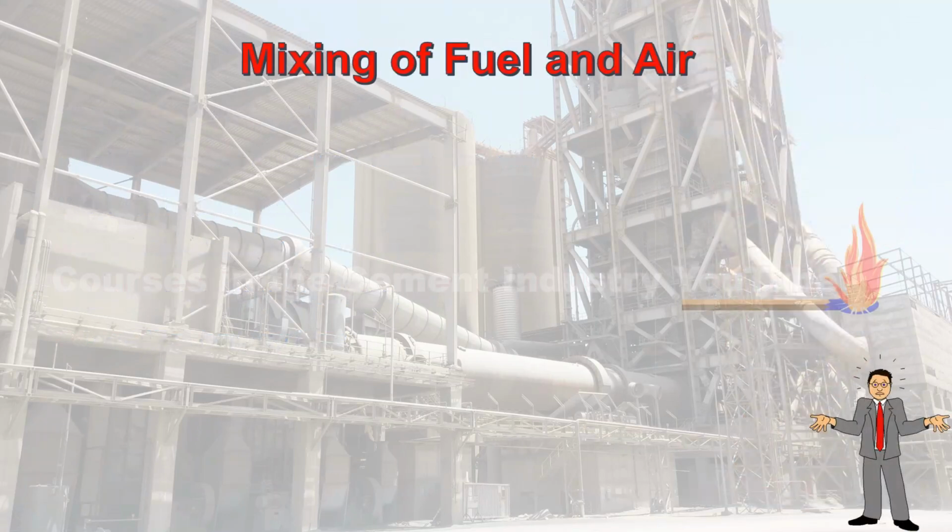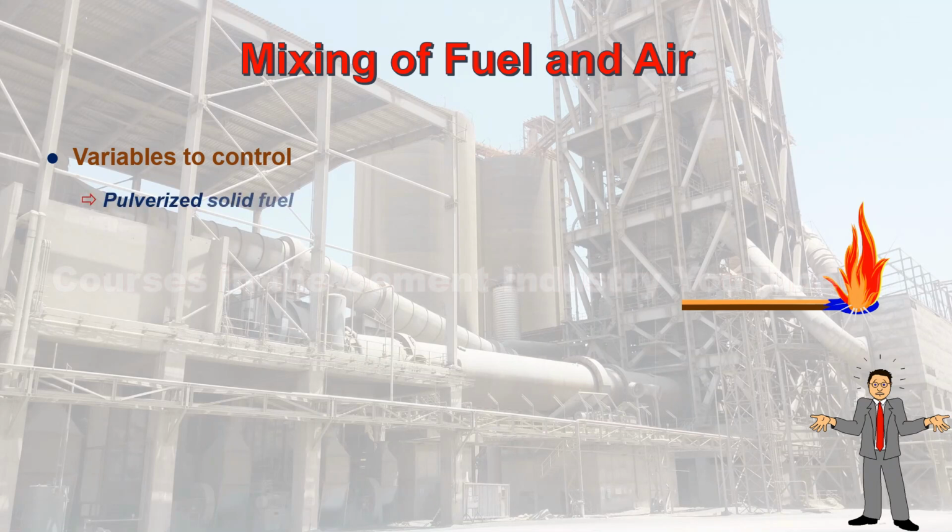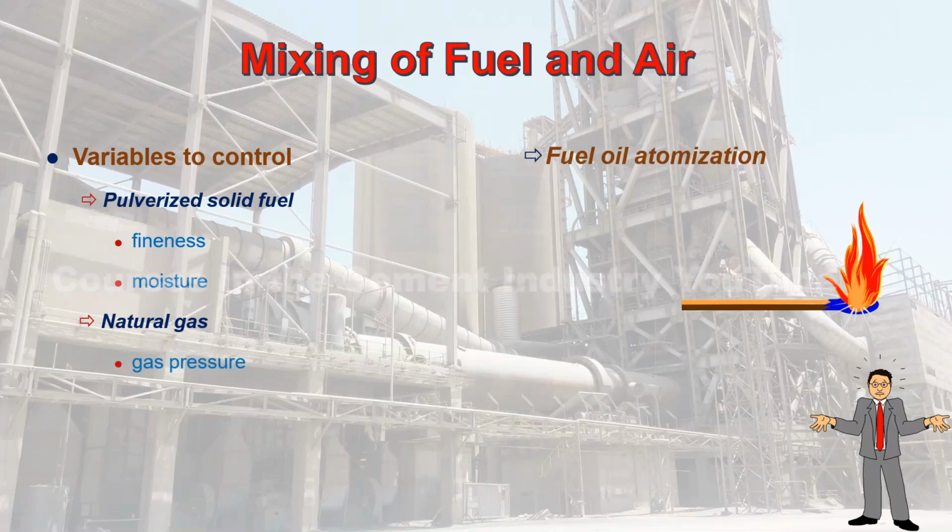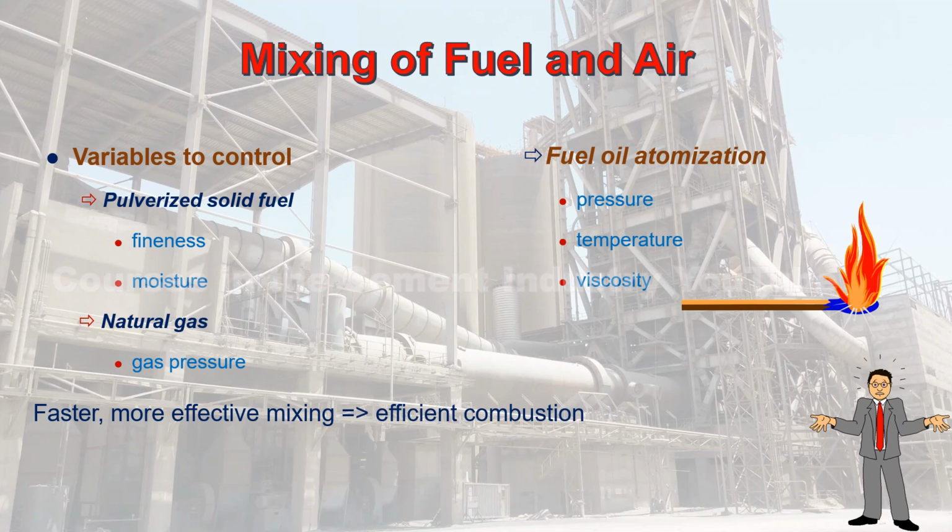Mixing of fuel and air. Variables to control, in 2 ways. 1. Pulverized solid fuel: fineness and moisture. 2. Natural gas: gas pressure. Fuel oil atomization by 1. Pressure. 2. Temperature. 3. Viscosity. Faster, more effective mixing gives efficient combustion.